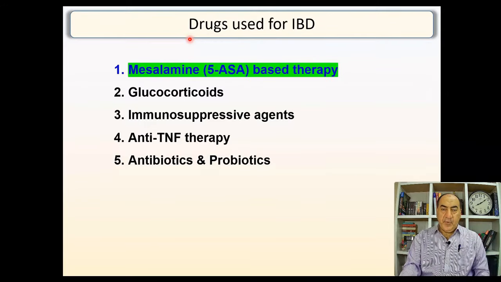Classes of drugs used for IBD. Class number 1 is the one we are going to talk about today, which is mesalamine-based therapy. Then glucocorticoids, immunosuppressive agents, anti-TNF alpha therapy, and then antibiotics and probiotics. We are going to discuss the first class today only. So, mesalamine.